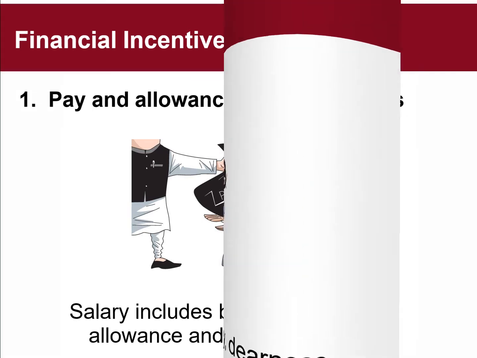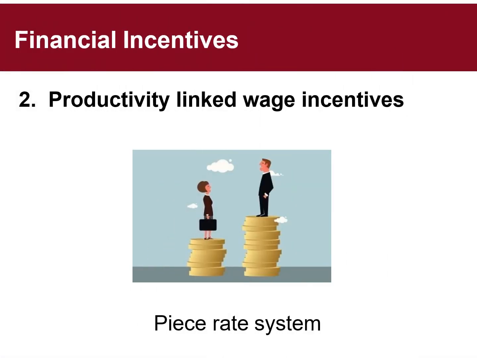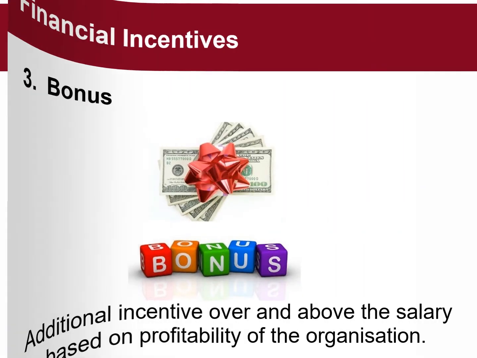Next comes productivity linked wage incentives. Some firms have adopted wage incentive plans where the amount of incentive is linked with the productivity of the worker or the group which he belongs to. We have already studied this kind of system in chapter 2 of our book, Differential Piece Wage System.